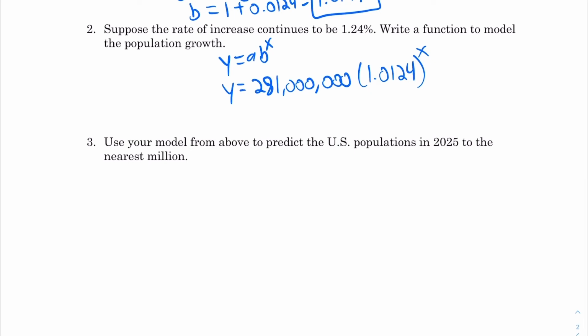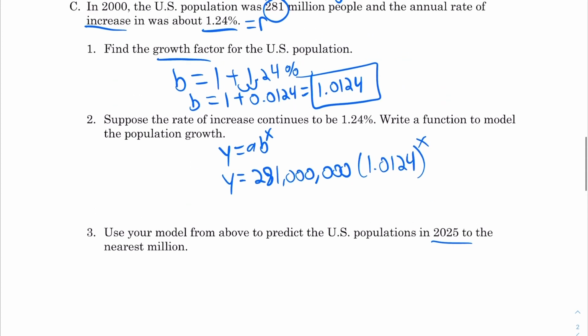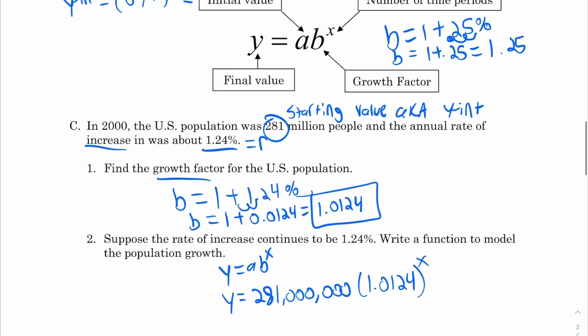For the last part of this example, they want us to use the year 2025. 2025 is either going to be an x or a y. If we go back to the original story, it says that we're starting at 2000. We got 281 million people to start with, and then the annual rate of increase is 1.24%. Annually means every year, so that means we're counting this by the years.